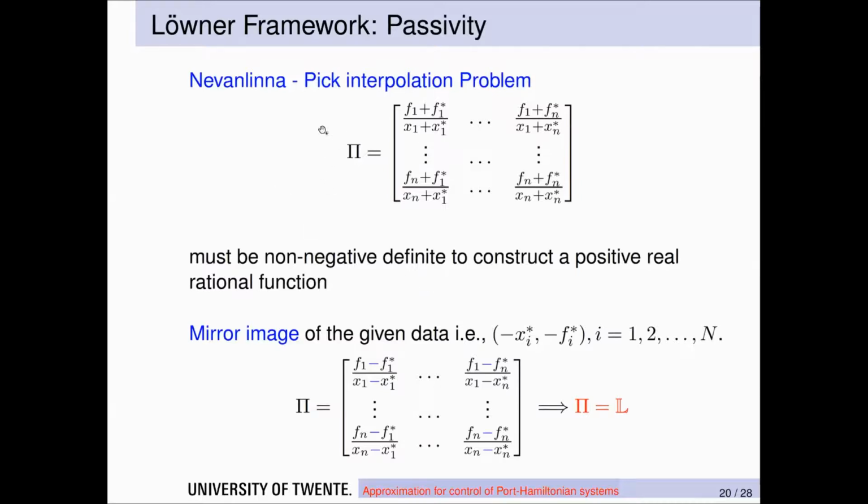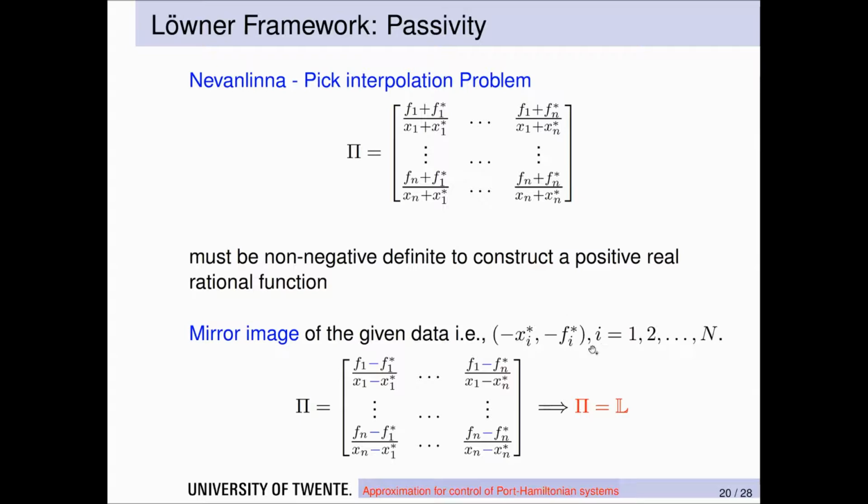So in theory, if we construct a Pick matrix with this data, and if this Pick matrix is positive definite, then the transfer function would be positive real. So there is a similarity between this Pick matrix and the Loewner matrix. If we get the mirror image of this data, then this Loewner matrix is basically this Pick matrix. So we push this condition to get this positive real transfer function.